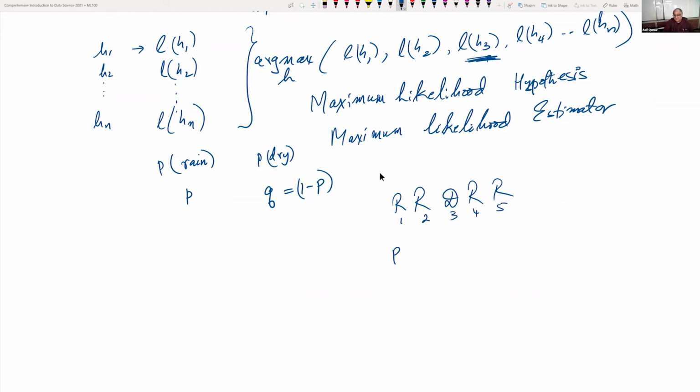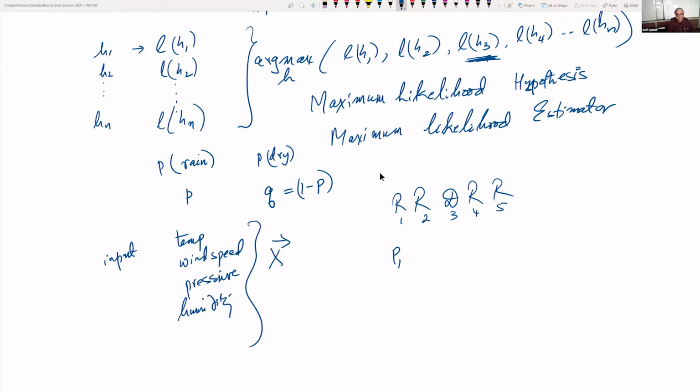You would say probability P1, right? Given this data, whatever the conditions of that day were, pressure, temperature, etc. Suppose input variables are temperature, wind speed, pressure, humidity. These make your X, right? These are your X1, X2, X3, X4, and you can go on. This goes into your box. What comes out is a certain P, a probability function.